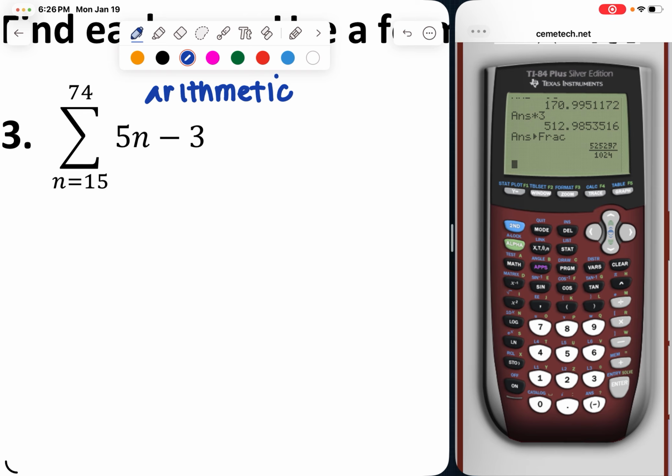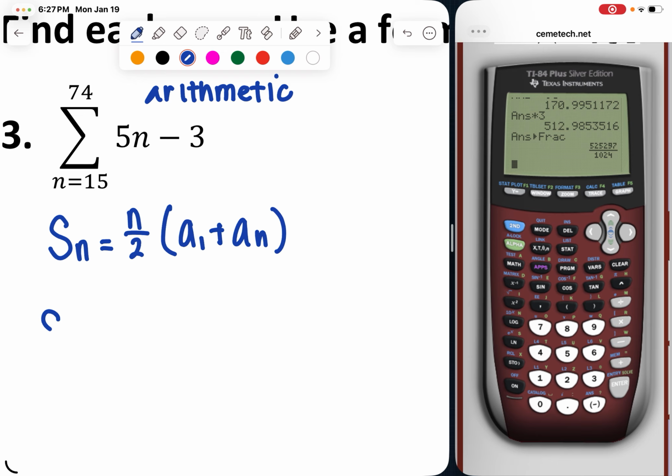Let's remind ourselves of what the formula looks like for arithmetic since we just did geometric. It is n divided by 2 times a sub 1 plus a sub n, okay? First off, I need to know how many terms there are here. So I'm going to do 74 minus 15 to figure out how many that is, and then add 1 to it. So 74 minus 15 plus 1. I should probably leave space for this.